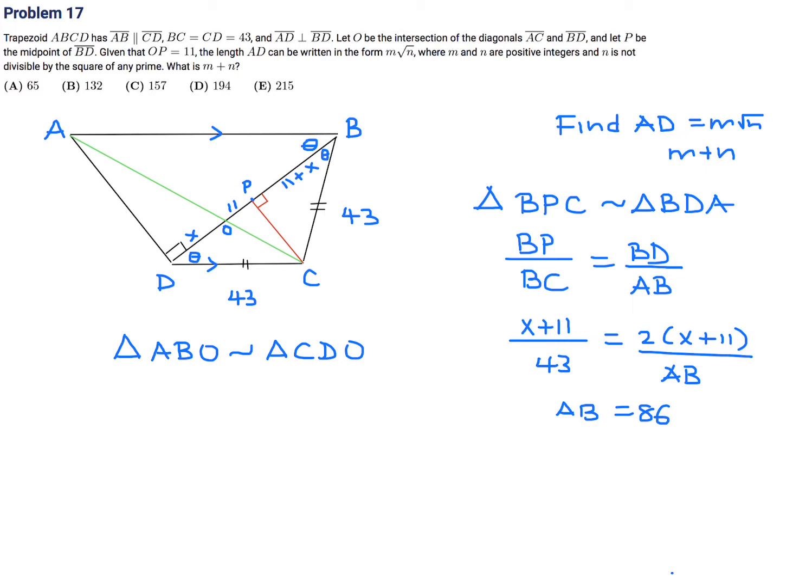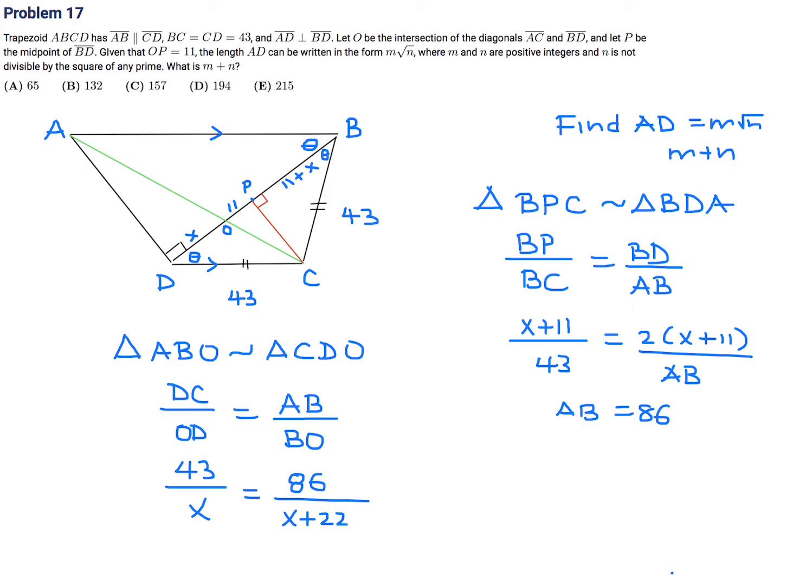So from this relationship, we get DC over OD is equal to AB over BO. So that would mean 43, DC is 43, OD is X, AB I just got was 86, and then BO is X plus 22. So we've got to do a little bit of math here. Cross multiply and you get 86X is equal to 43X plus 43 times 22. So that means 43X is 43 times 22, and therefore X has got to be 22.